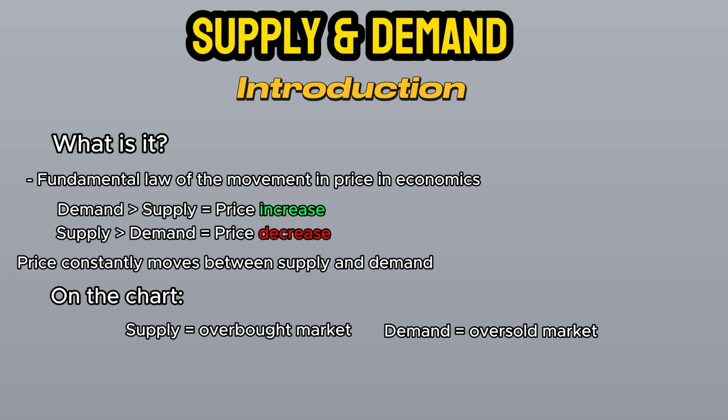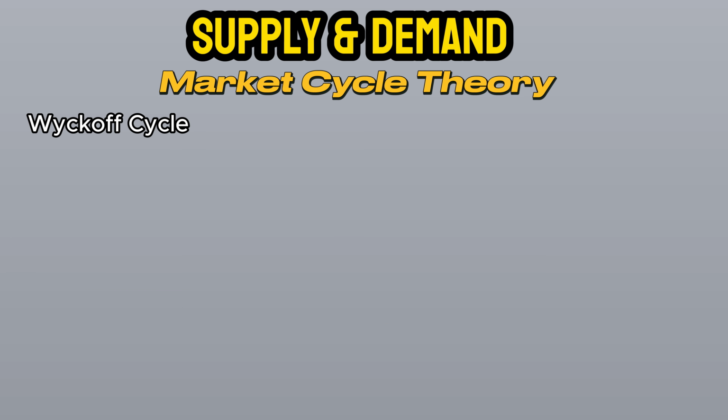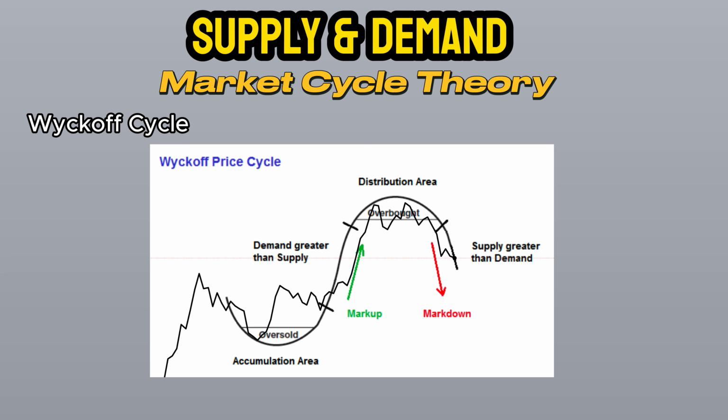Knowing price moves in cycles, there are a few theories on market cycles like the Wyckoff price cycle. So the market state is in accumulation during the oversold zone. Accumulation meaning market participants, so traders, are loading up orders. Accumulation is often used when price consolidates before a push to the upside. Then demand becomes higher than the supply, which causes the price to increase, up until the distribution area where supply and demand is in a state of short-term equilibrium.